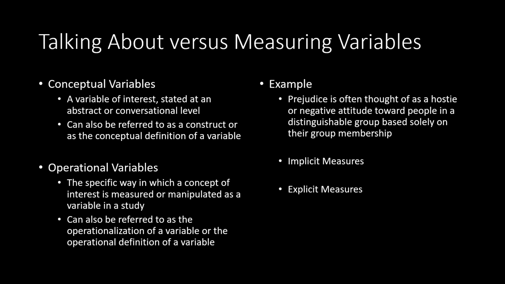So a concrete example of this is that at a conceptual level, prejudice is often thought of as a hostile or negative attitude towards people in a distinguishable group based solely on their group membership. Now, it's a fairly large field in psychology that studies prejudice, and in that field or subfield, let's say, there are two primary camps.